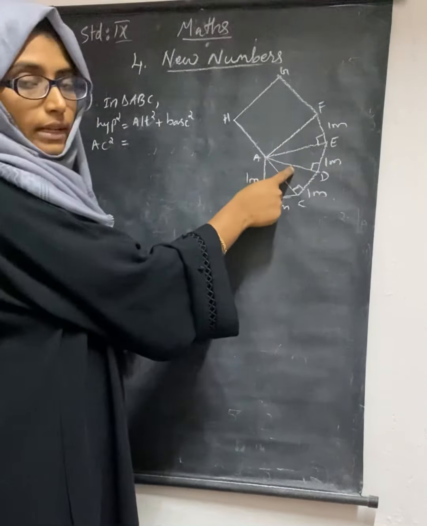So you have a right triangle here. Altitude you have, base you have. You can find out the hypotenuse. So there you can use the Pythagoras theorem. That is, hypotenuse square is equal to altitude square plus base square. So I can give the names A, B, C, D, E, F, G, H like this.